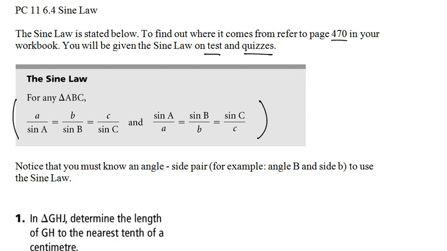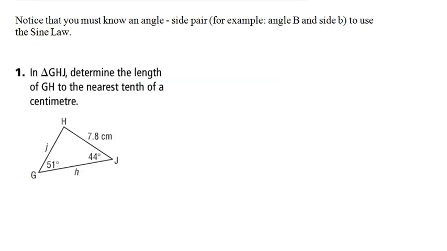There's two forms there. One is with the side lengths on top that we'd use for finding side lengths. The other one is with the angles on top used for finding angles. At the end of the day, it doesn't matter which one you use. You just save yourself a little bit of work if you choose the right one. Okay, and notice that you need to have an angle side pair to be able to use the sine law. So for example, you need to know angle B and side B.